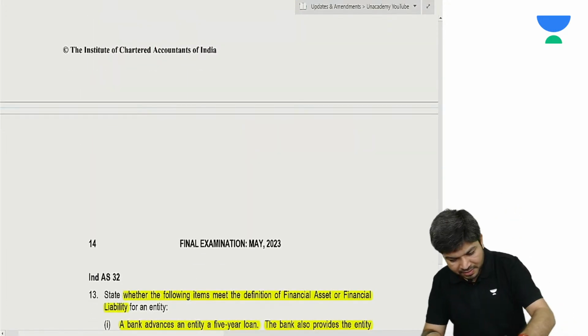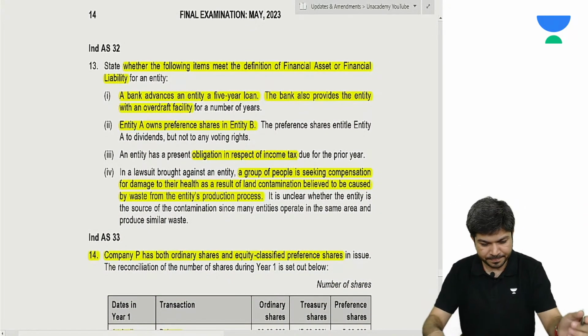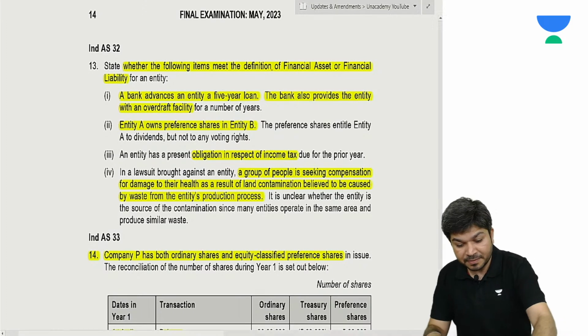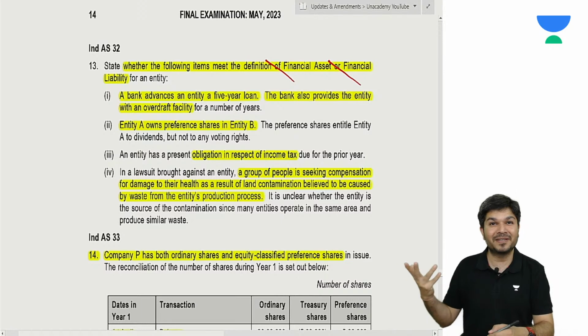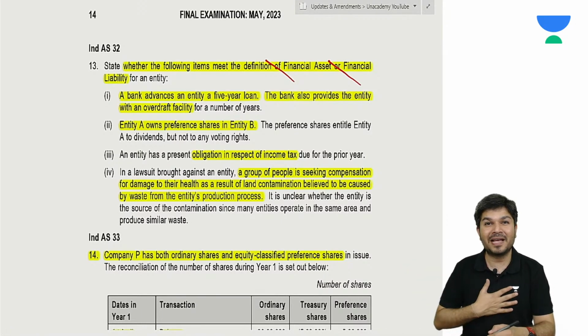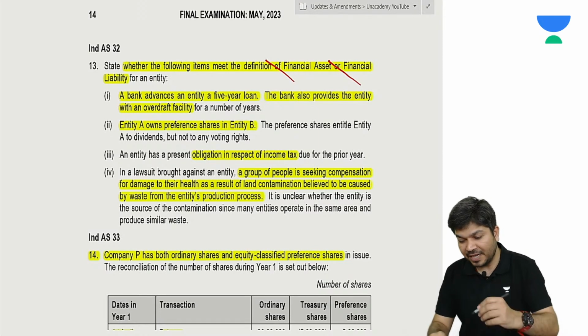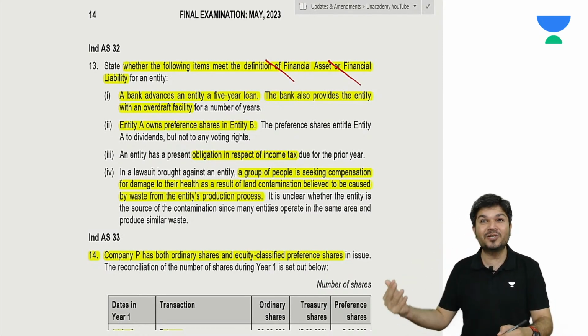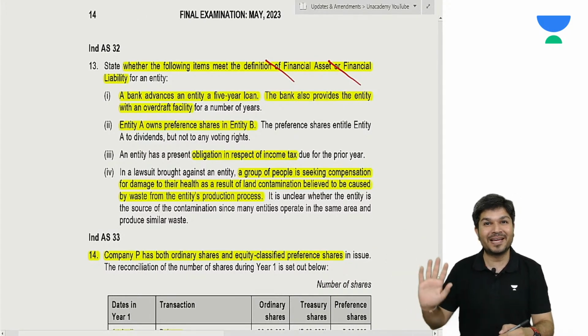Okay, question number 13. 13 is also normal one, no problem. Now, we just have to say whether it meets the definition of financial asset and financial liability. Remember, financial asset is what? Something which is cash and cash equivalent, investment in equity, or you have a contractual right to receive cash or cash equivalent. Financial liability, you have a contractual obligation to pay cash or cash equivalent.